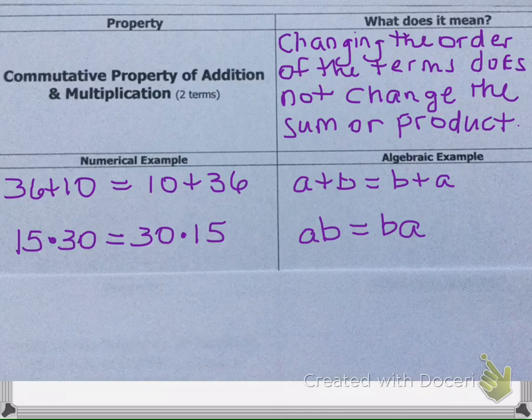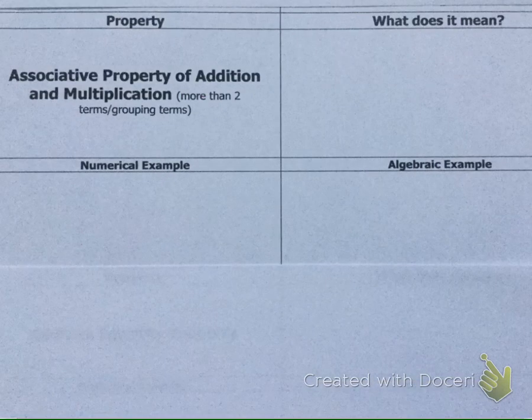Okay, I also wanted to just mention that the commutative property is only two terms. The next property we're going to talk about is the associative property of addition and multiplication, and that's more than two terms. Okay, similar idea. Changing the grouping of the terms does not change the sum or product. That's what it means.